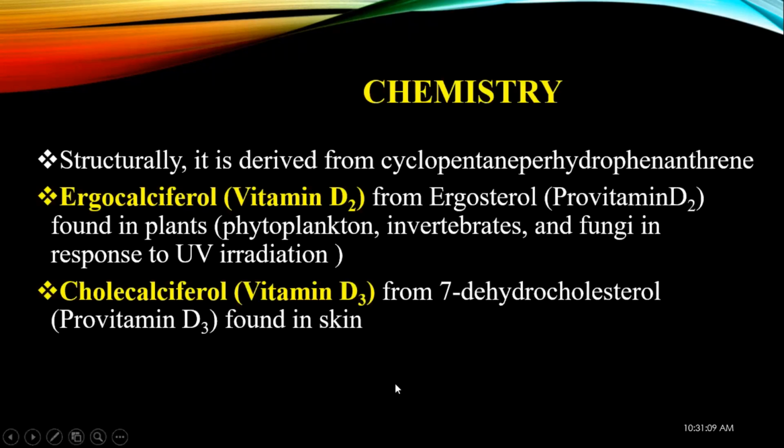7-dehydrocholesterol. So in nature we have two provitamins, natural precursors for these vitamins. One is ergosterol, which is generally found in plants, and the other is 7-dehydrocholesterol, which is found in animal skin. These act as provitamins, and they convert to the vitamins, ergocalciferol and cholecalciferol, when they are exposed to UV light provided by sunlight.